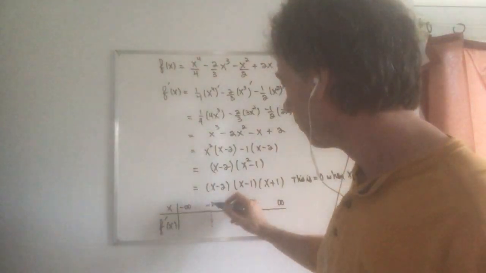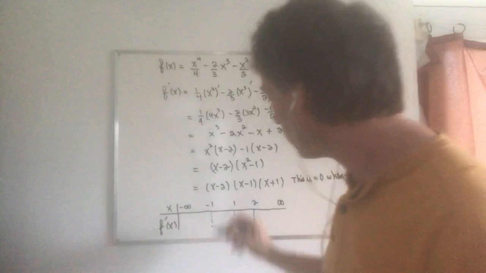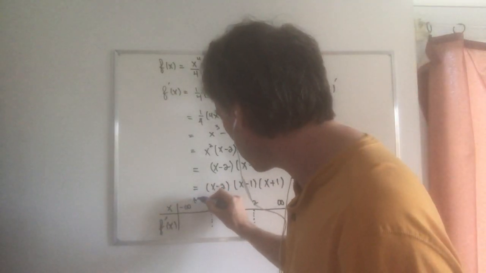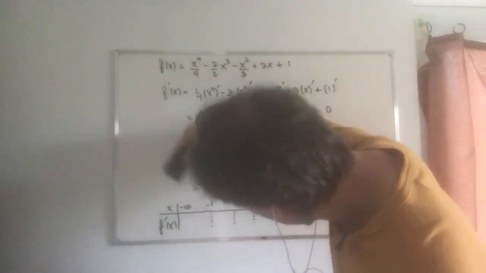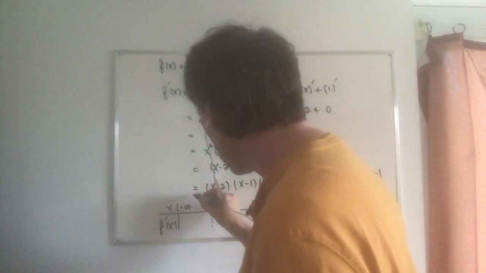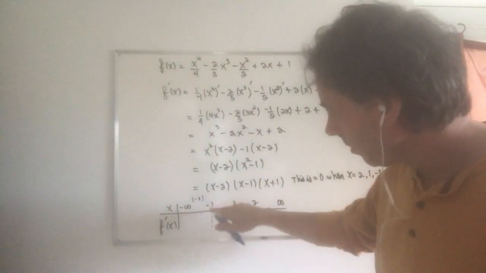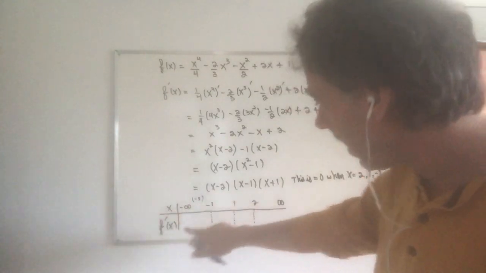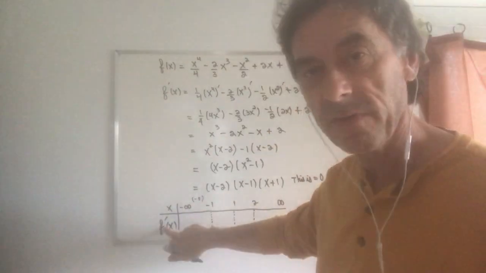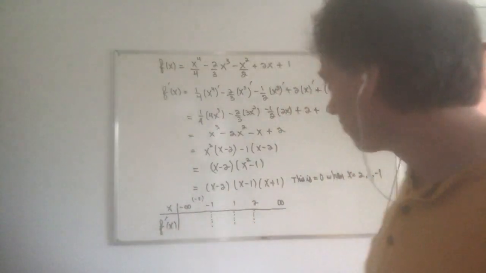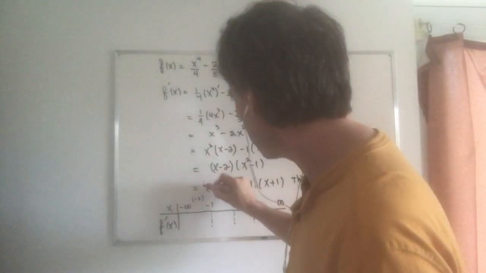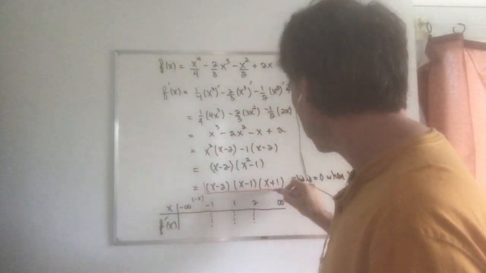So if I take any number between minus infinity and minus 1, let us say I pick minus 3. I would like to put minus 3 into f prime. Let's take a number between negative infinity and minus 1, like negative 3, and put it into f prime. Where is f prime? This is f prime. This is the factored version of f prime.